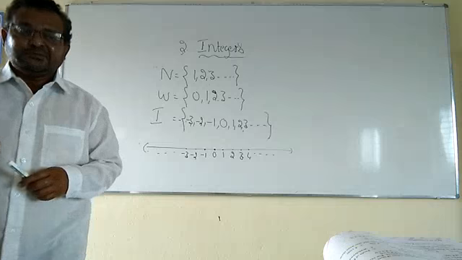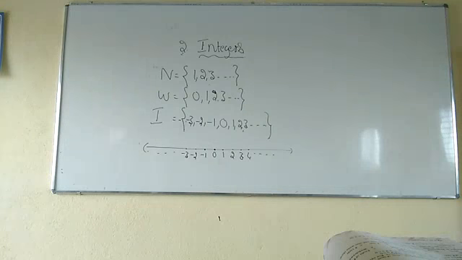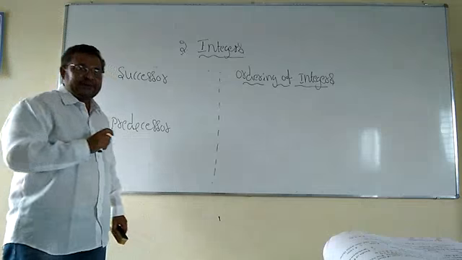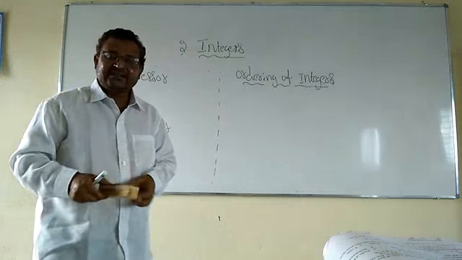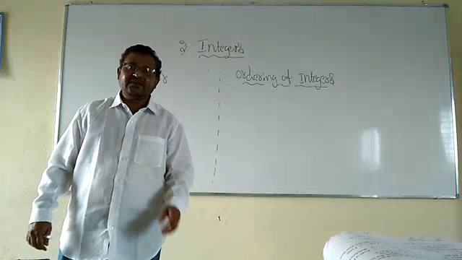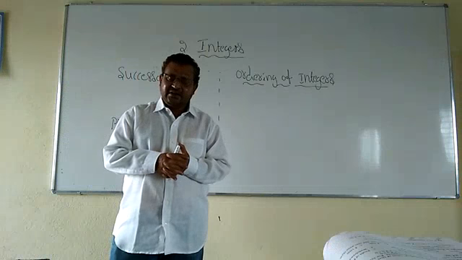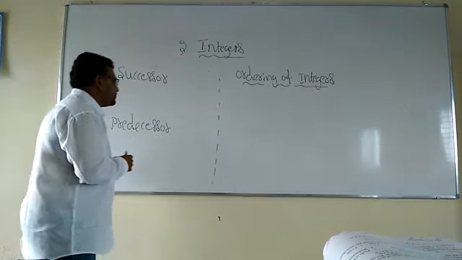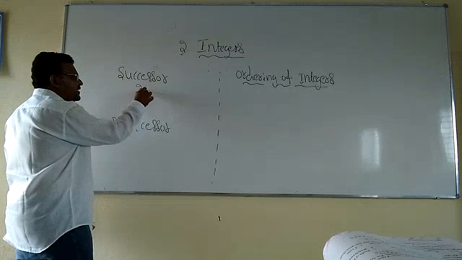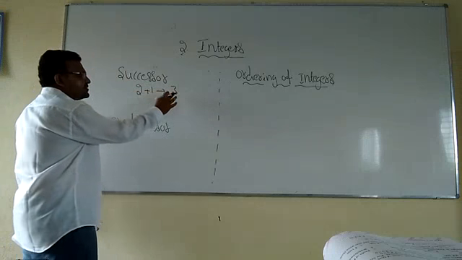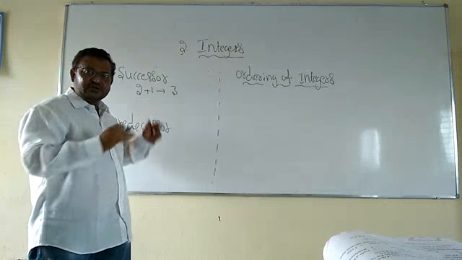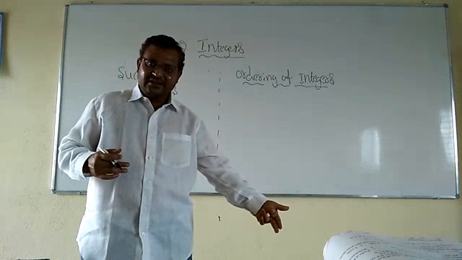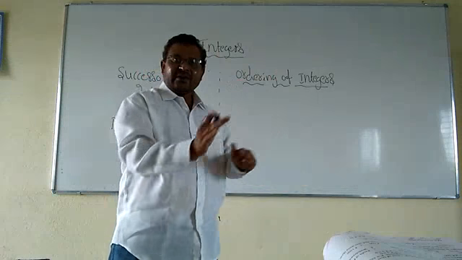The next one is successor and predecessor of an integer. Successor means if we add 1 to the given integer, the formed integer is called the successor. That means take 2, add 1 to 2, what will we obtain? 3. So 3 is called the successor of 2. Success, when you succeed in 6th class, you will be promoted to the next 7th class. That means success, you will go to the next step.